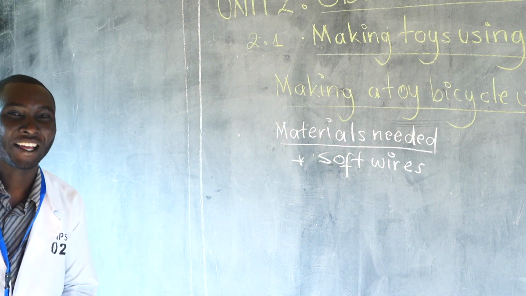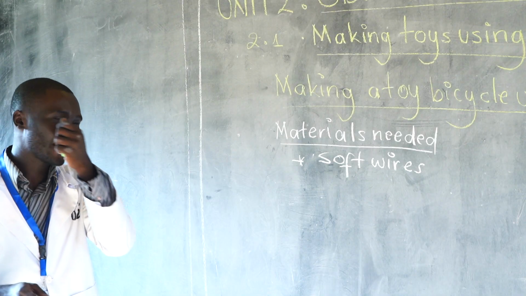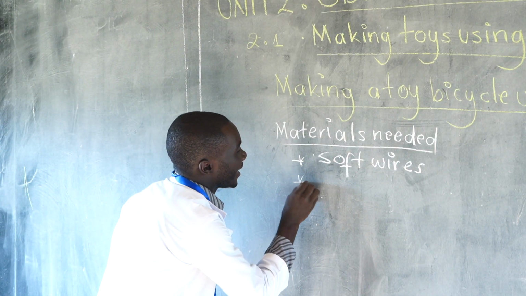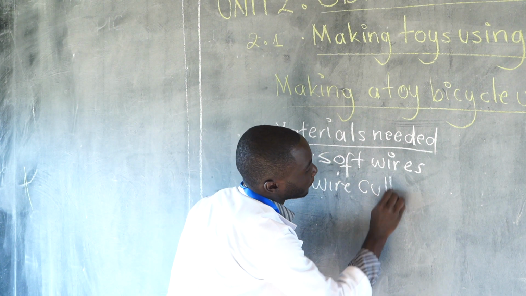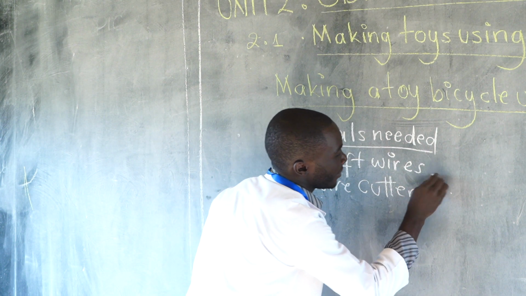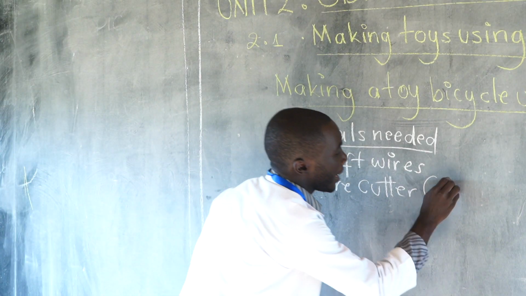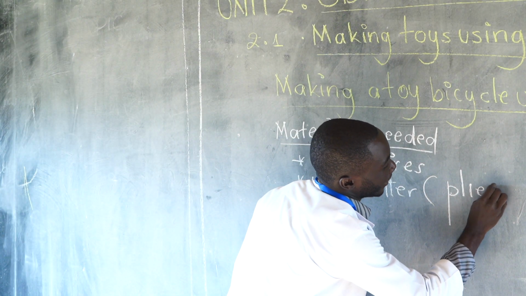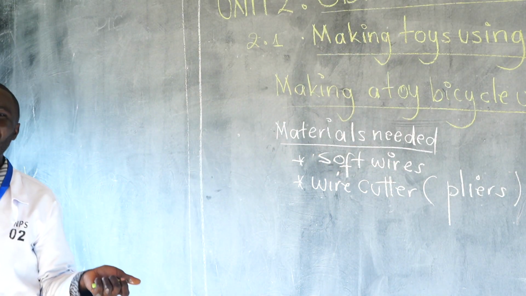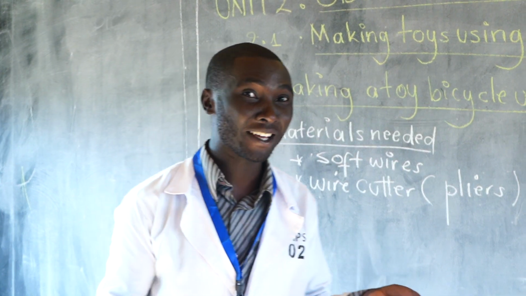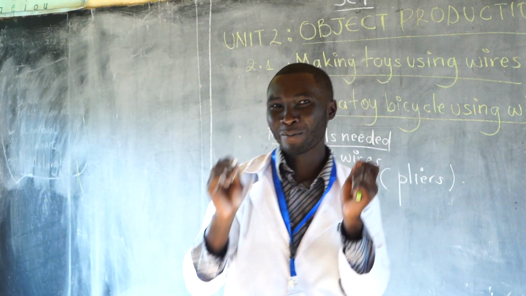Okay, another material we have seen is a wire cutter. For example, I have used the pliers. Okay, those were the materials that we can use when making a toy bicycle.